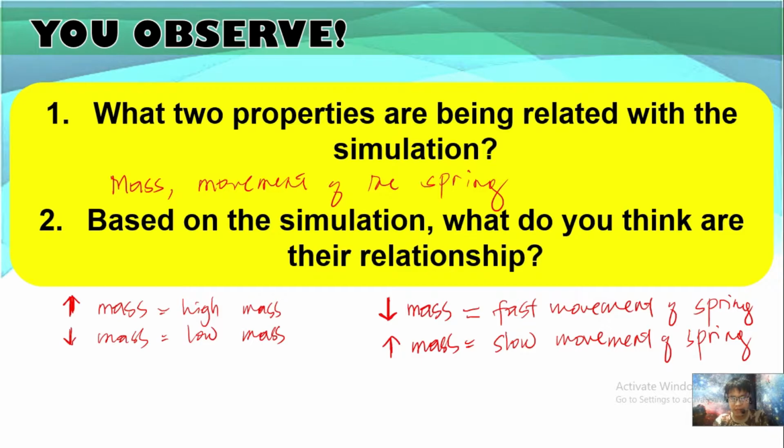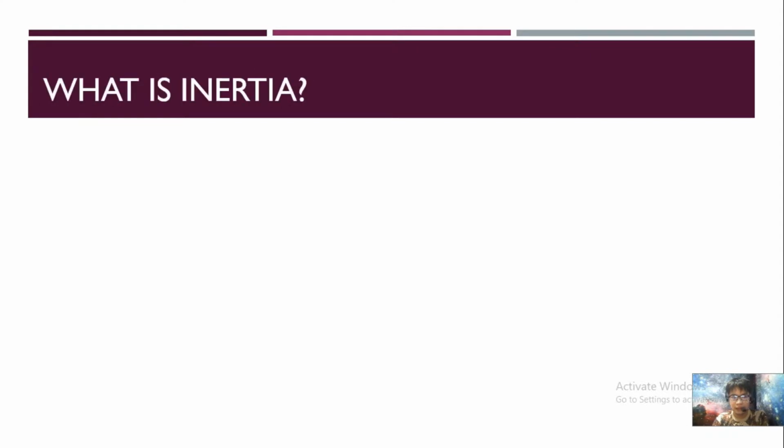We will try to explain how mass and the movement of an object are related to one another, and what factors affect the occurrence of such a phenomenon. So the first question that we need to answer is, what is inertia? Since the first law of motion is known as the law of inertia, we have here the term inertia.